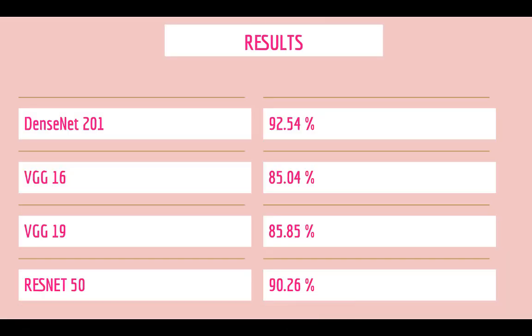The results after running all those four models were that DenseNet 201 achieved an accuracy of 92.54%, while VGG16 achieved an accuracy of 85.04%, which is quite less amongst all the models. Similarly, for VGG19 it is 85.85%, and for the residual network, it is 90.26%.